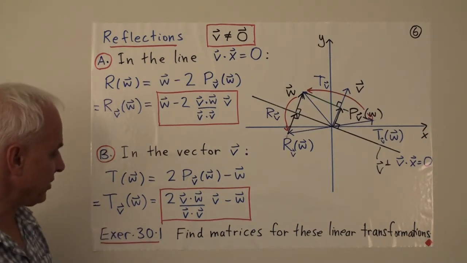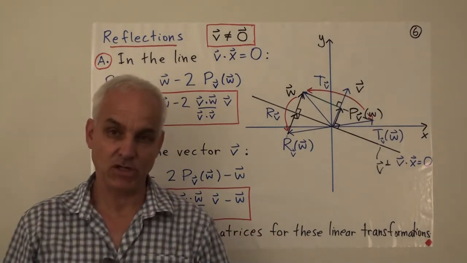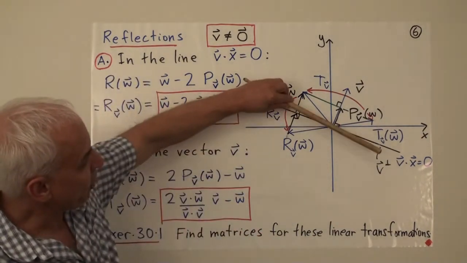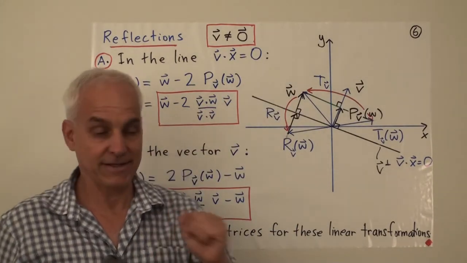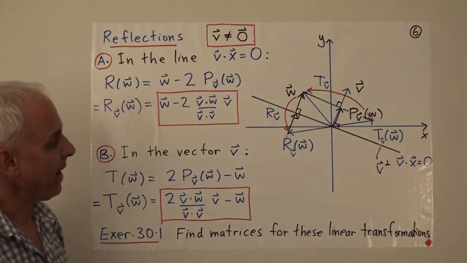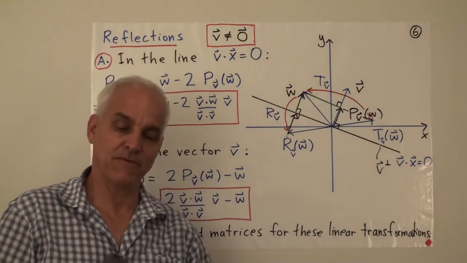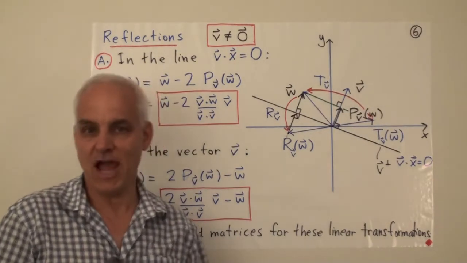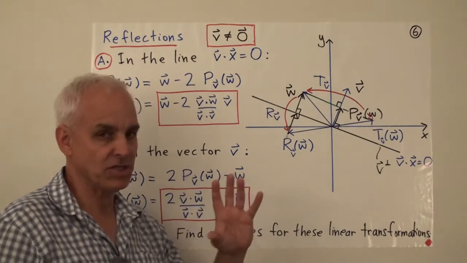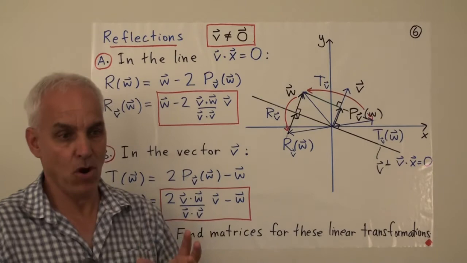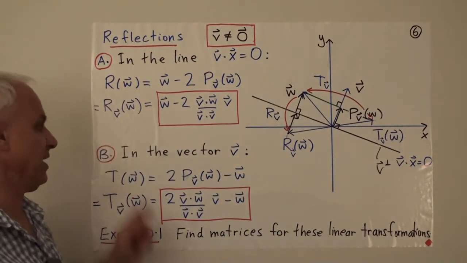Okay, and so your next exercise, I guess it's number 2, is to find matrices for these linear transformations. When the lines go through the origin, then this is a linear transformation of w. Okay, it's linear in w. And that means that it has a matrix for it, as we've discussed in the first half of this course. So your exercise is to find matrices which encode these linear transformations, r of w and t of w.